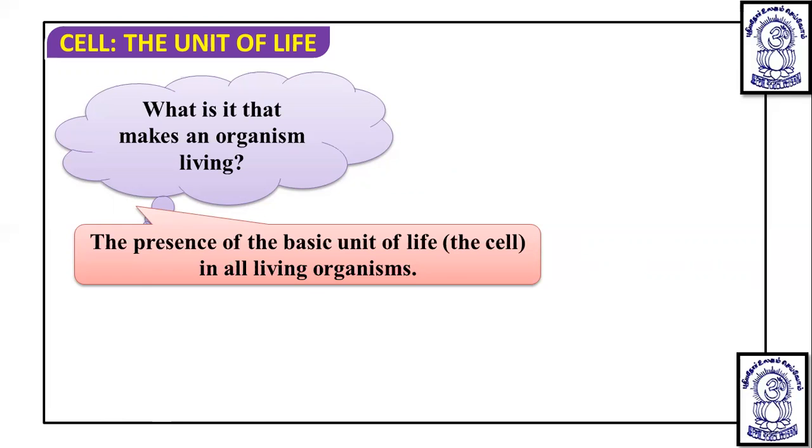Due to the cell, the property is given to the tissue, then the tissue gives the property to the organ, and further to the organ system, and in such a way the property is ultimately given to the organism. So this living nature is due to the presence of the basic unit of life, that is the cell.